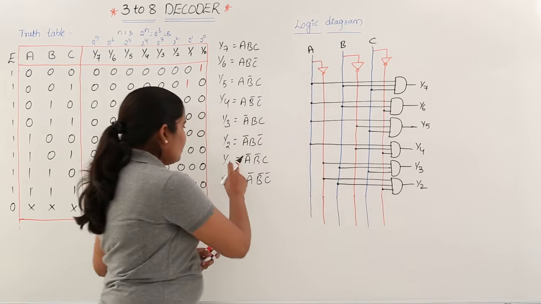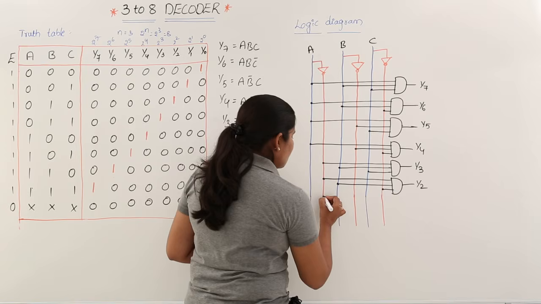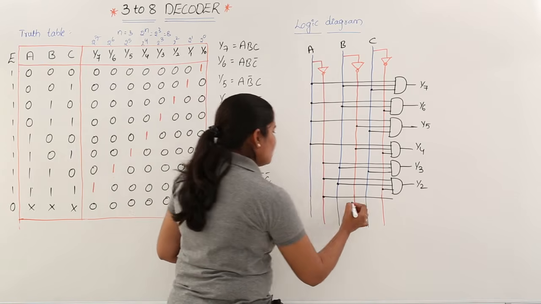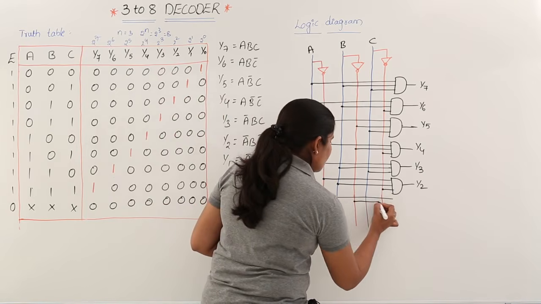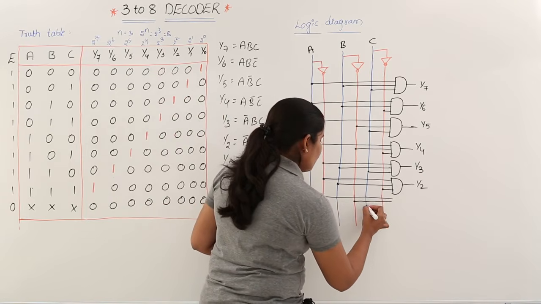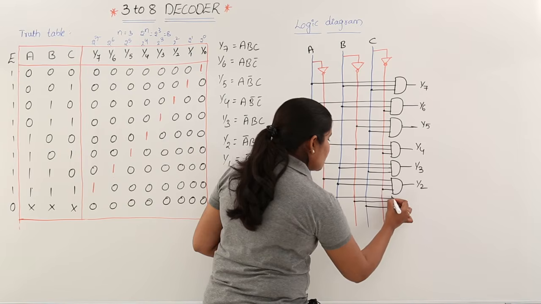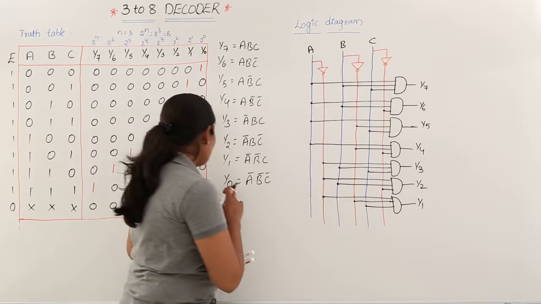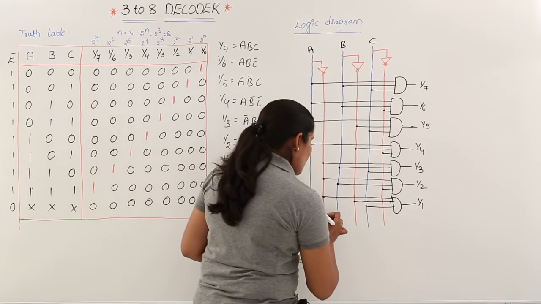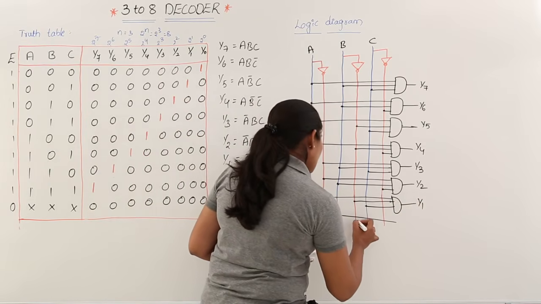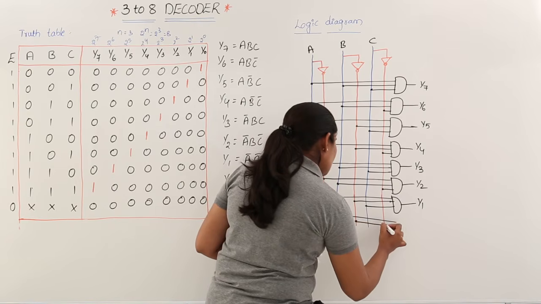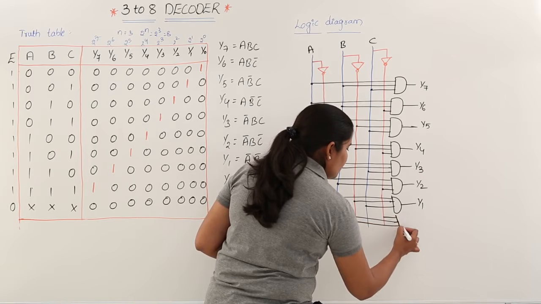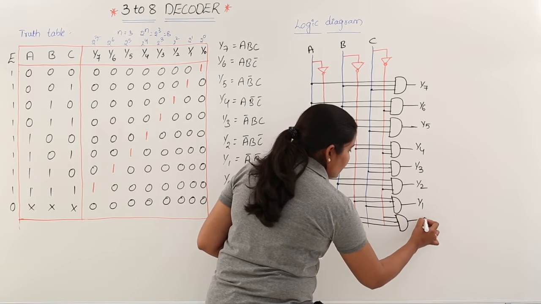Here for y1 you need to consider A bar and B bar. B bar is here and C from here, and you consider another AND gate; this AND gate output is your y1. Finally, y0: all complements are multiplied together. So this is nothing but your y0.